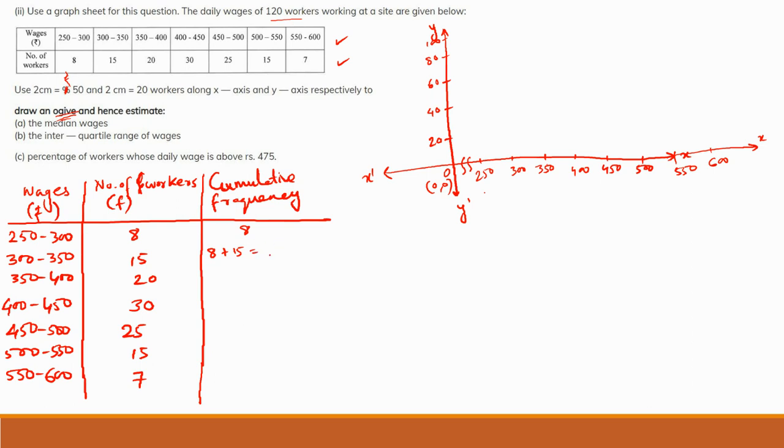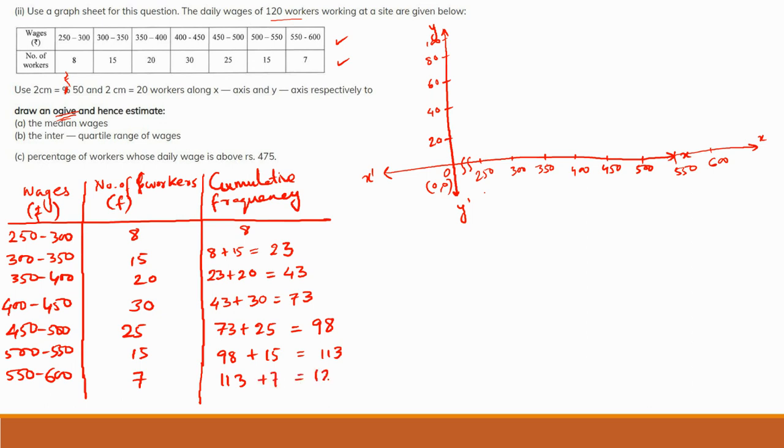This is cumulative frequency. You are accumulating all the numbers which are before it also. So this gives us 23. Now for the next range you're again accumulating all the 23 with this new 20. This is 43. Now you have to add 43 with this 30, which will give you 73. Now you have to accumulate again this 73 to this 25, you will get this as 98. Now 98 will have to be added to 15, you will get it as 113. Again 113 has to be added to 7, you get it as 120.